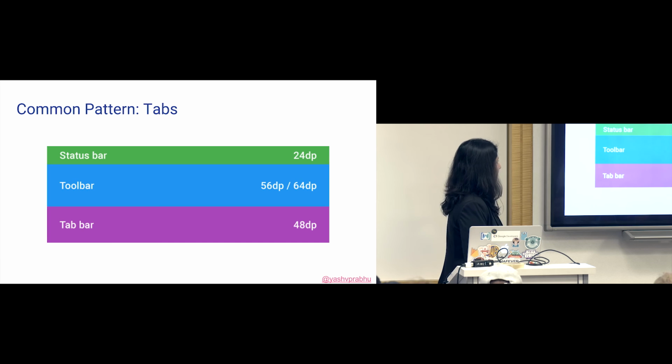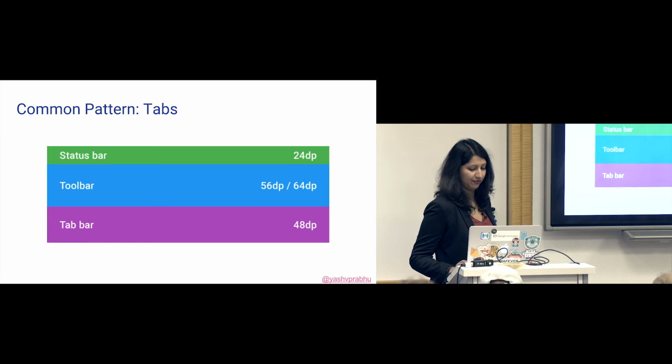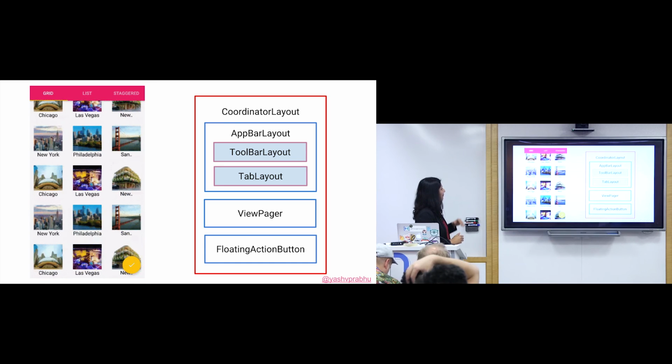So here's a common pattern that we saw again in the YouTube and the demo app. Generally, your status bar, toolbar, and tab bar are of this height, and that's fixed. The toolbar can be 56 or 64 dp. So going back to the demo app, we want to recreate this. How did we do this in XML, right? So we scroll up, and then you see that the tab bar docks to the top.